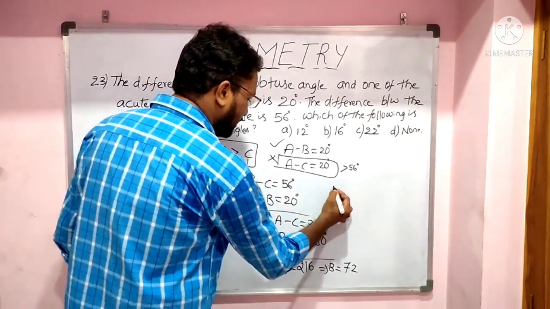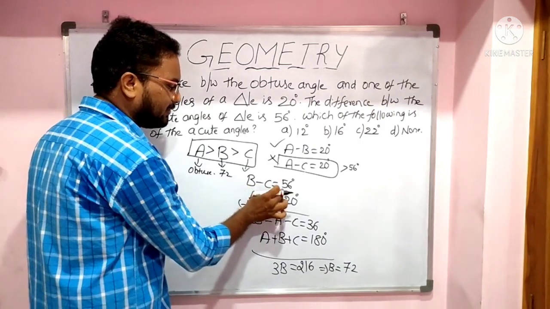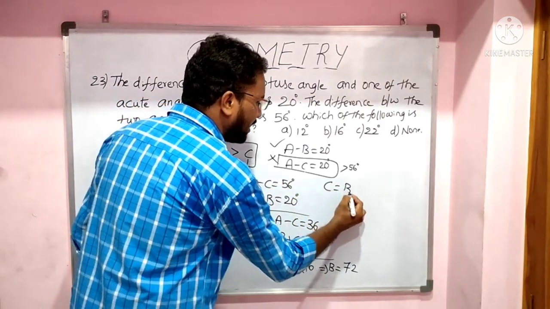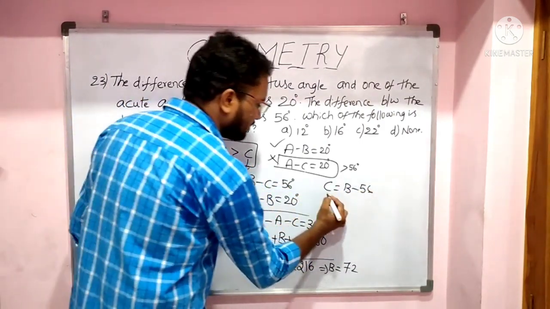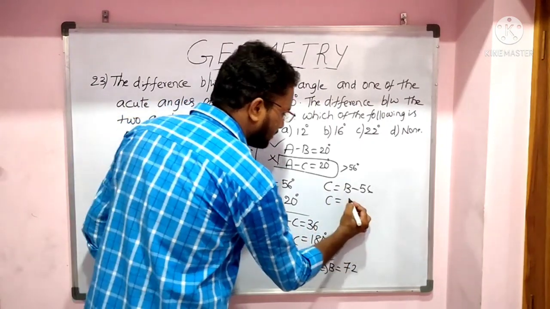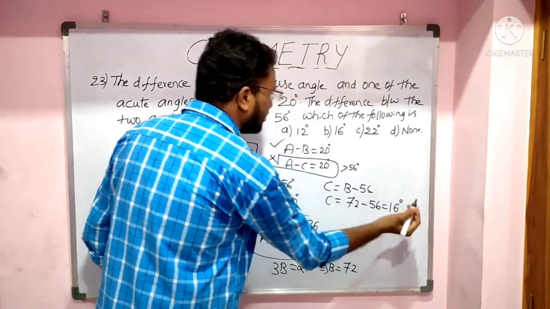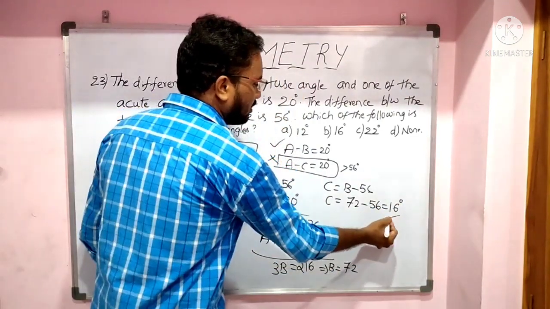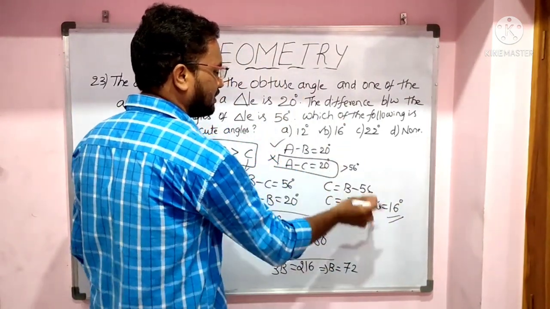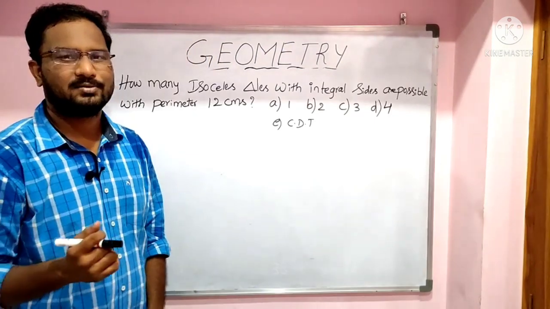So from B minus C equal to 56, C equals B minus 56. The B value is 72, so 72 minus 56, answer 16 degrees. This is one of the acute angles, the lowest acute angle. Okay, so next problem.